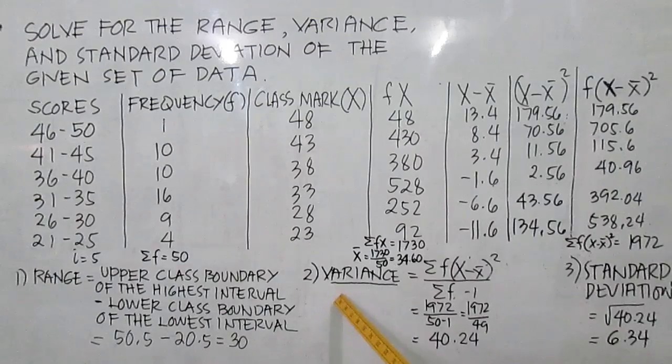Now, to find the variance of group data, we need this formula. F is the class frequency. Capital letter X is your class mark. X bar is the class mean. And summation of F is the total number of frequency.